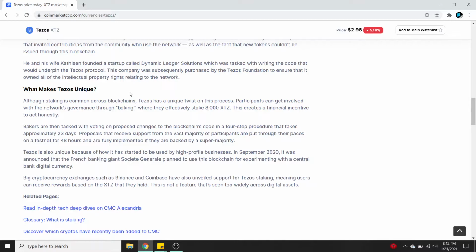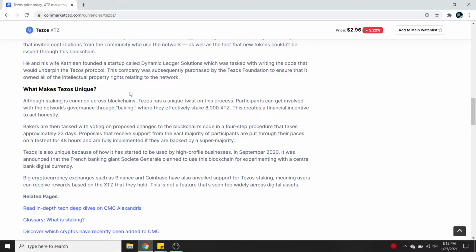Tezos is also unique because of how it has started to be used by high-profile businesses. In September 2020, it was announced that the French banking giant Societe Generale planned to use this blockchain for experimenting with a central bank digital currency. That's pretty big. That's pretty big news.